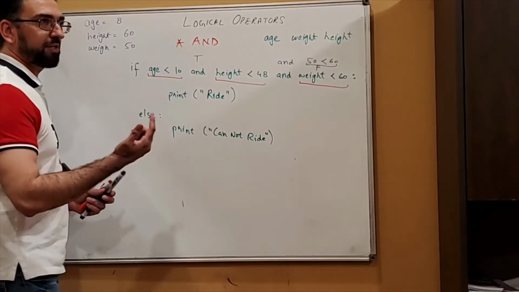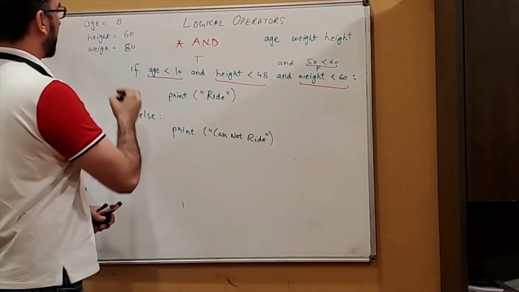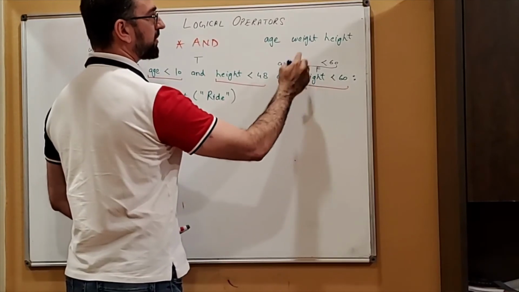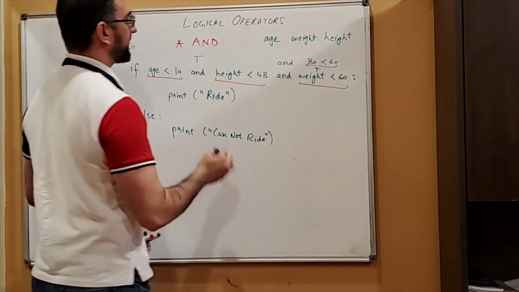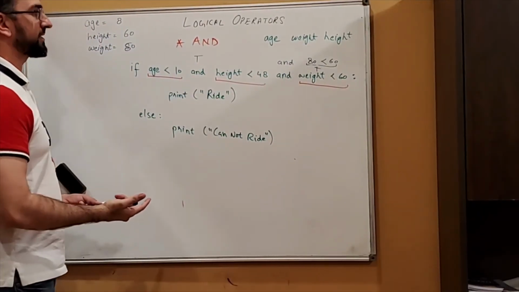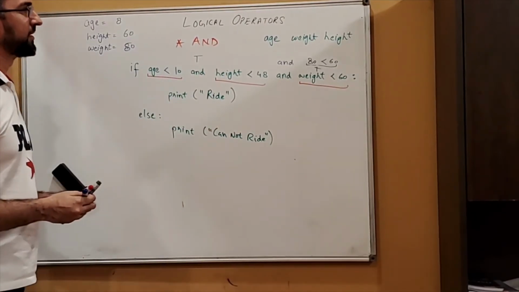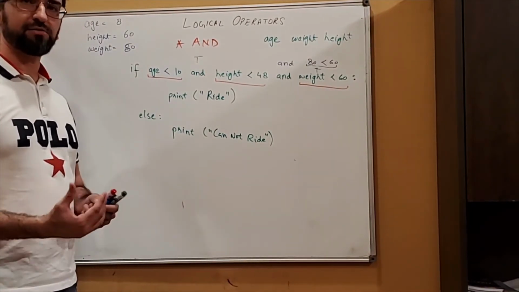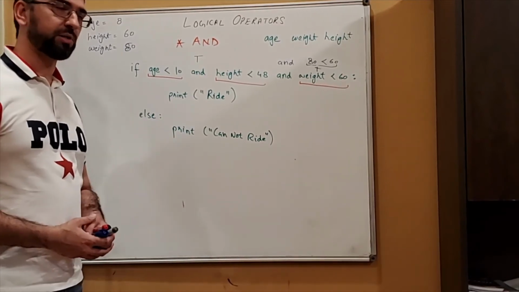Now, if we had a case where the weight is 80 pounds, then it will go ahead and evaluate this one to true. And since both the sides are true, the result will be true as a whole. It will go ahead and print the ride statement. So that's how we combine nested if statements using the AND operator and make it simpler for others to understand and for us to understand.